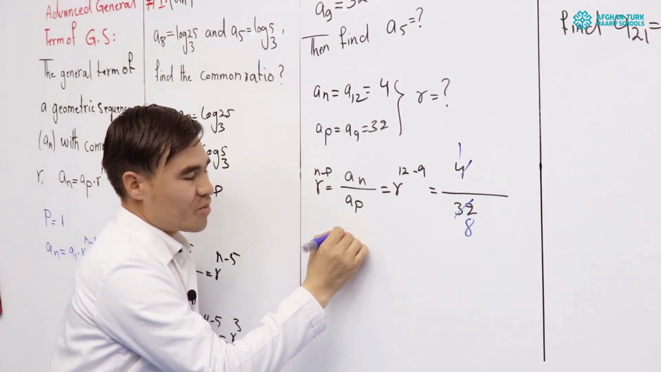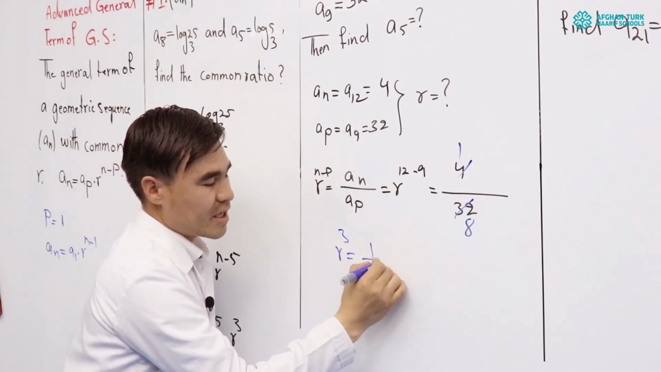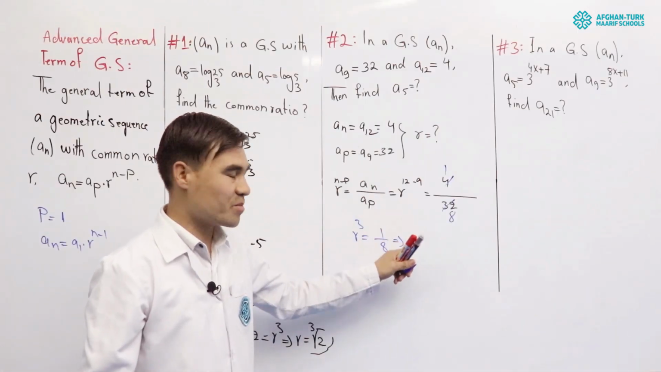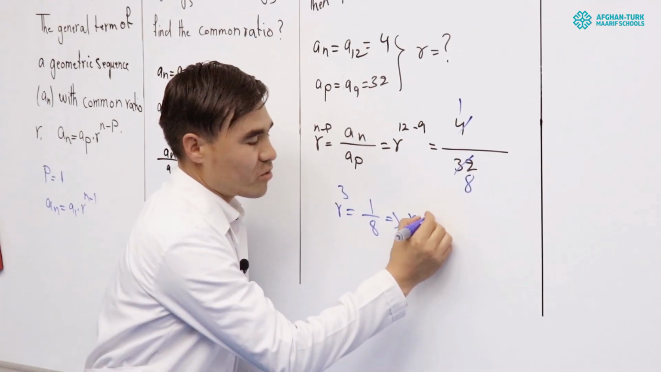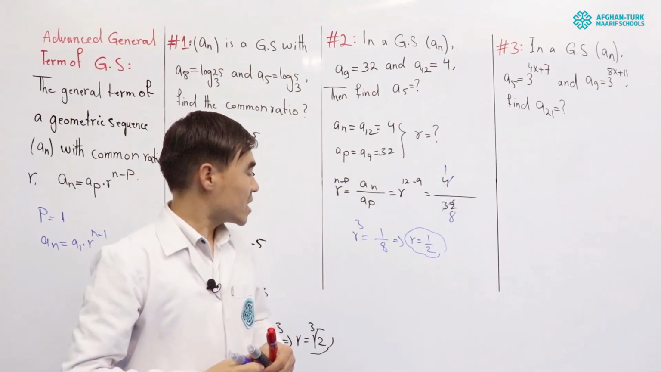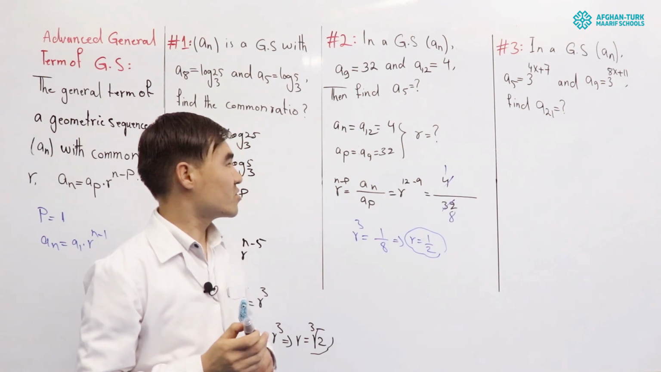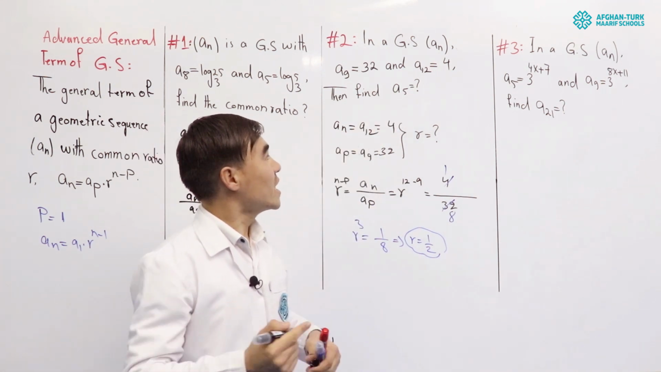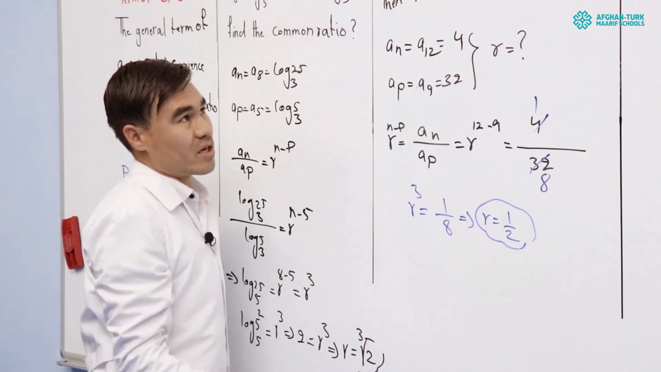Here r to the power of 3 is equal to 1 over 8. When I take the cube root from both sides, r will be equal to 1 over 2. Now I found the common ratio, then it is necessary to find what? The fifth term.